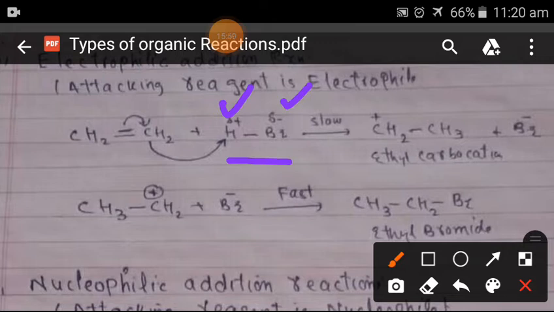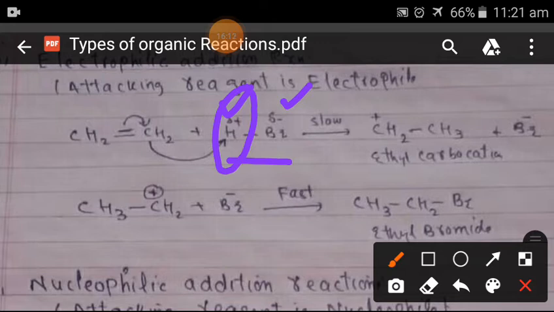So you may see there is a polarity between two atoms, hydrogen and bromine, and there is a formation of reactive centers. We may say that this proton, H positive, will act as an electrophile because it is electron deficient. So this electrophile will attack this carbon-carbon double bond.